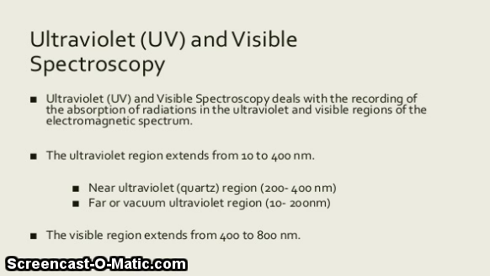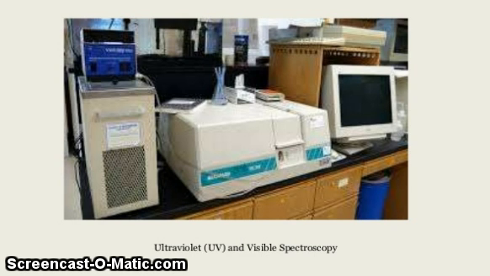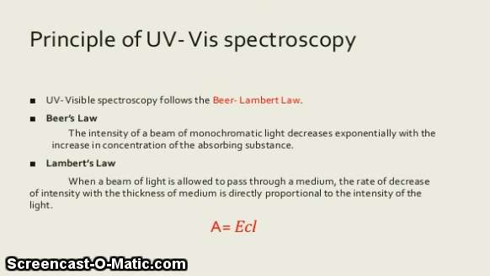Ultraviolet and visible spectroscopy deals with the recording of the absorption of radiation in the ultraviolet and visible regions of the electromagnetic spectrum. The ultraviolet region extends from 10 to 400 nanometers, the near ultraviolet quartz region to 240 nanometers, the far or vacuum ultraviolet region, and the visible region extends from 400 to 800. You can see the UV visible spectroscopy machine.